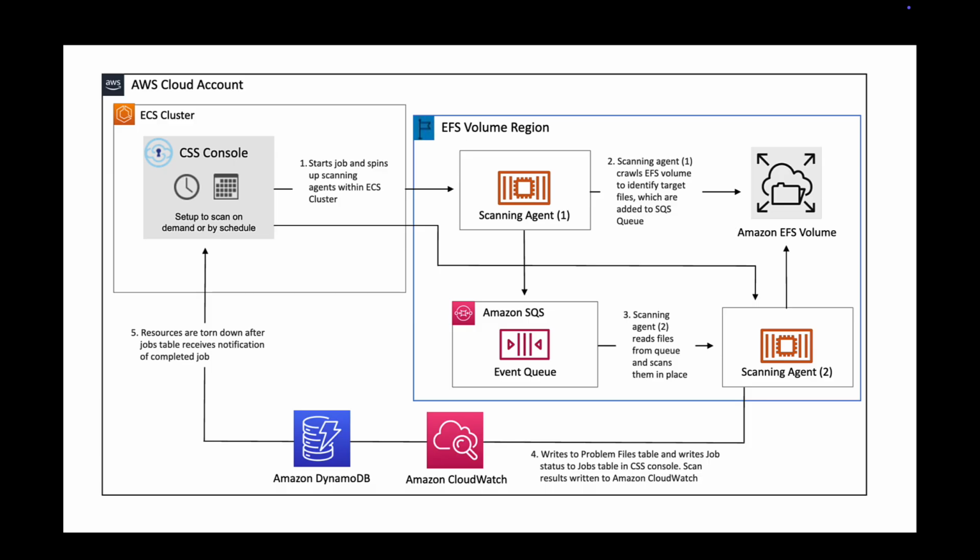In the background, when the job kicks off, we'll first generate one scanning agent that will attach to the EFS volume and crawl it. It will then send messages to an SQS queue containing information about each file on the volume. After crawling completes, we'll spin up a separate scanning agent that will feed off of the SQS queue and scan the files contained on the EFS volume. We'll write any scan results to CloudWatch, and any problem file information will be written to DynamoDB and output to the problem files page of your console. Once the job completes, the scanning resources are torn down.